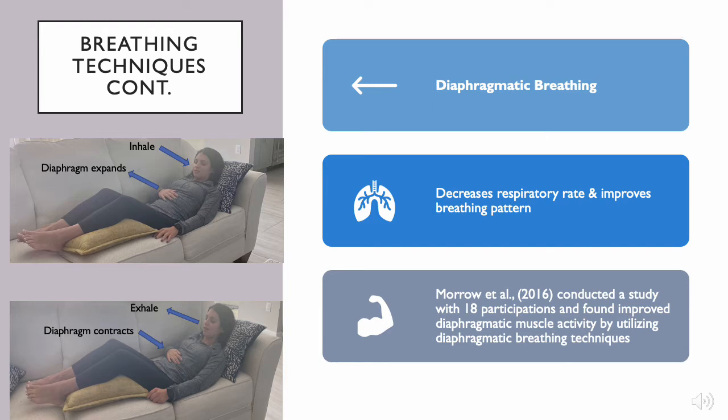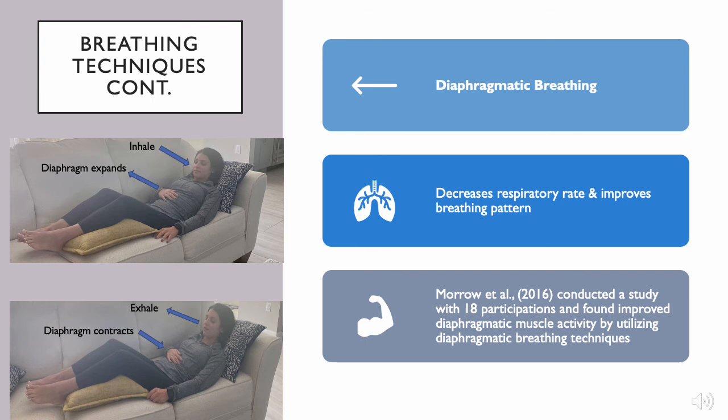Breathing techniques continued. So now we're going to talk about diaphragmatic breathing. So this breathing technique strengthens the diaphragm. It also decreases the work of breathing by slowing down your breathing rate, which also decreases oxygen demand. So these are all good things for our pulmonary patients. And I found this interesting study by Morrow et al. 2016. And with 18 participants, they found improved diaphragmatic muscle activity by utilizing the diaphragmatic breathing technique. So I thought that was great to see it being effective in the research.